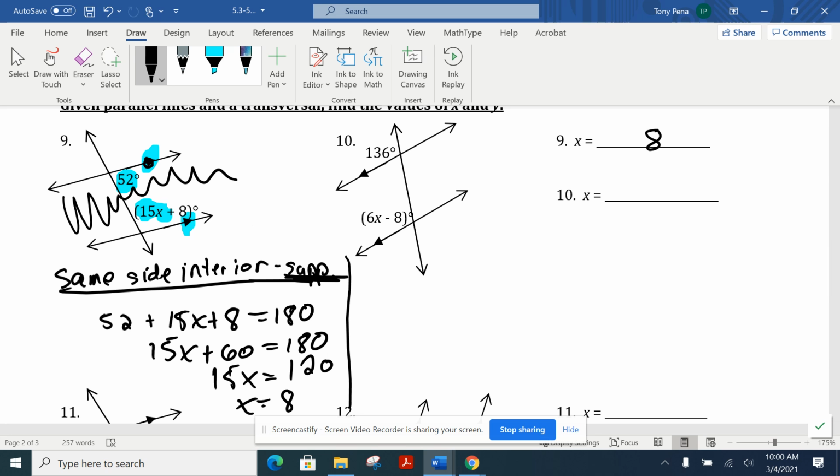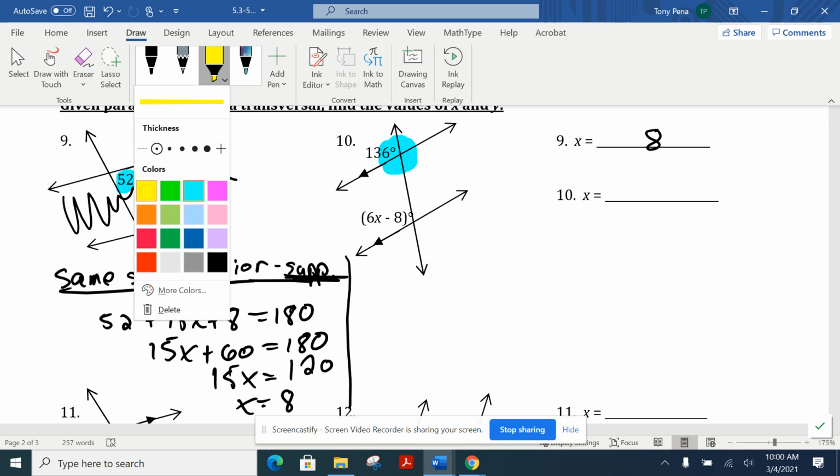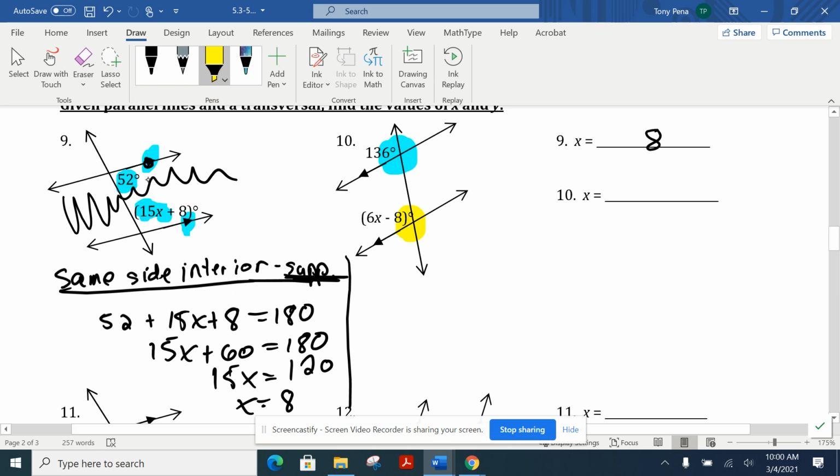When we go to number 10, if we look at these 4 angles up here, and then these 4 angles down here, and we start thinking, all right, well, here's the inside. One of them is inside, one of them is outside. The only thing we're really left with is the idea that these are both the upper left-hand corners of those 4 sets of angles. So these are corresponding angles.